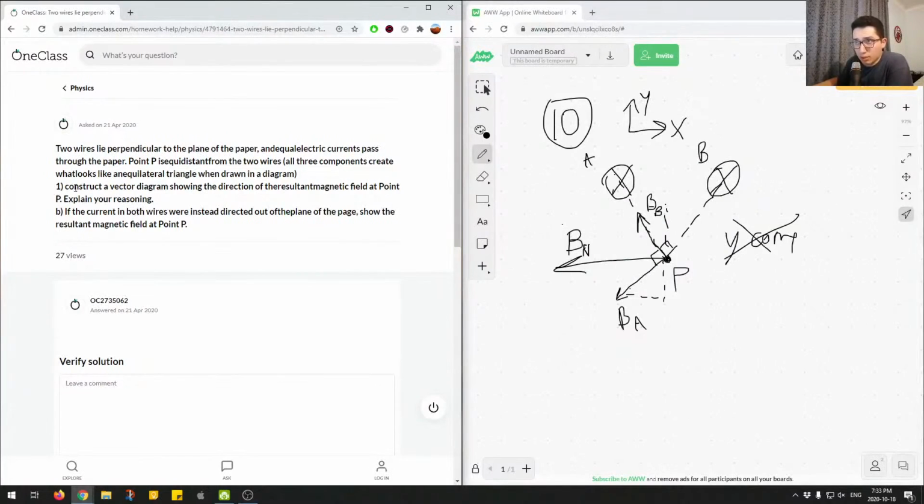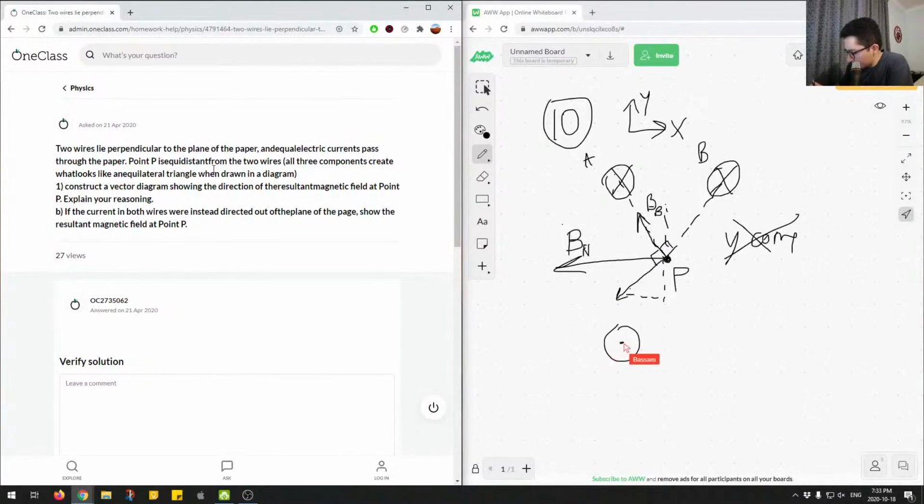So this is the first scenario. Construct a vector diagram showing the direction of the resultant magnetic field at point P. Explain your reasoning. We kind of went through the process with it pointing in this direction. Let's think about, let's say it was pointing in a different direction. So we'll erase this to make some space. I want to keep both diagrams just to show you what I mean.